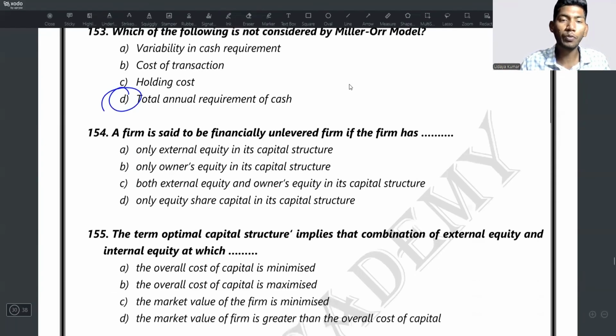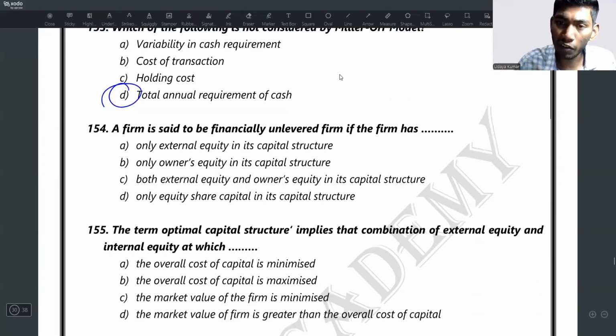So moving to question 154, a firm is said to be a financially unlevered firm if the firm has option A, only external equity in its capital structure. Option B, only owner's equity in its capital structure. Option C, both external equity and owner's equity in its capital structure. Option D, only equity share capital in its capital structure.